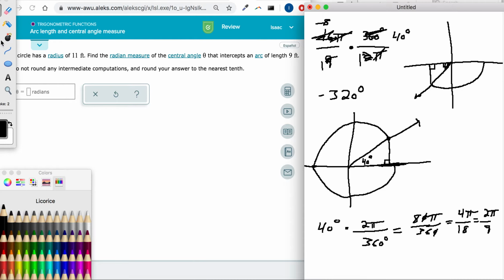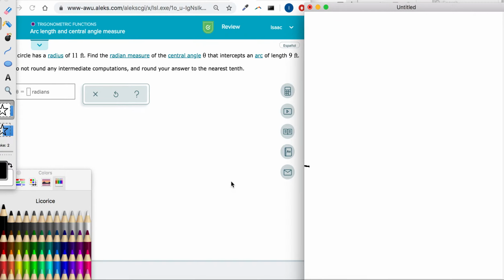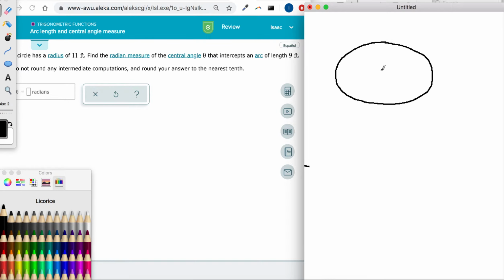I didn't clear the board after the last one, but we got arc length and central angle measure. Okay, so a circle has a radius of 11 feet. So let's just draw a quick sketch. Okay, here's a circle. Here's a radius of 11 feet. Find the radian measure of the central angle theta that intercepts an arc of length 9 feet.